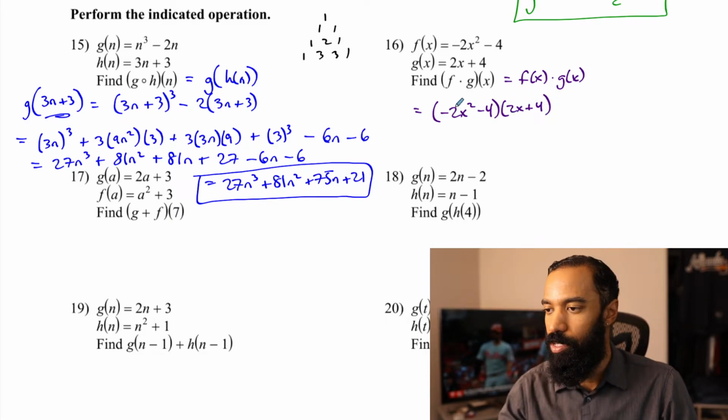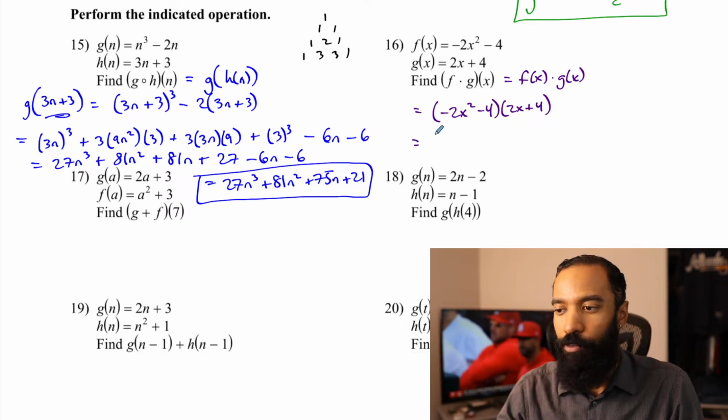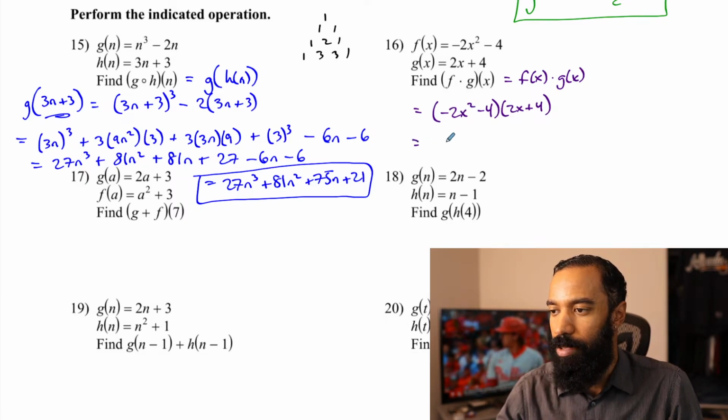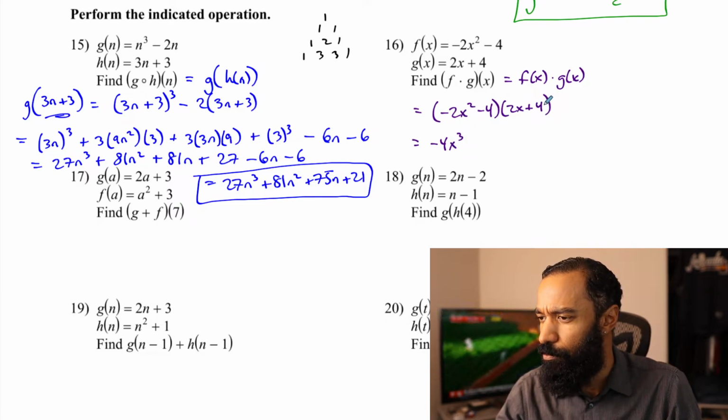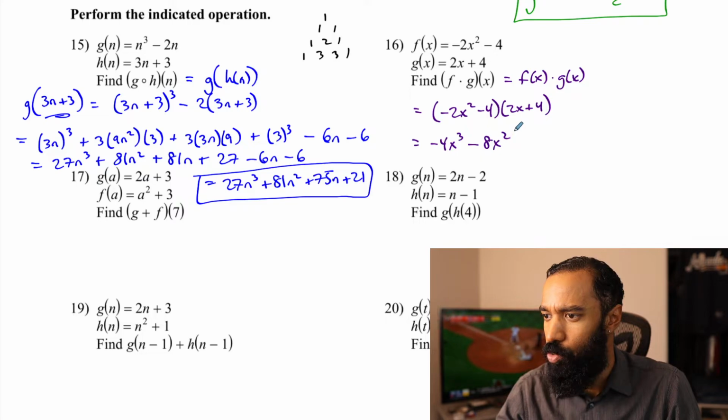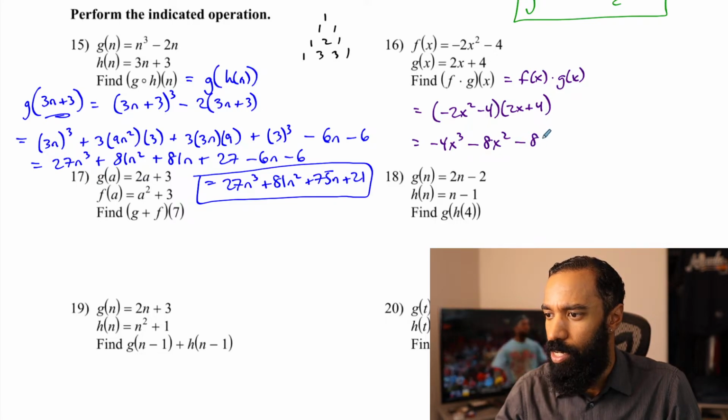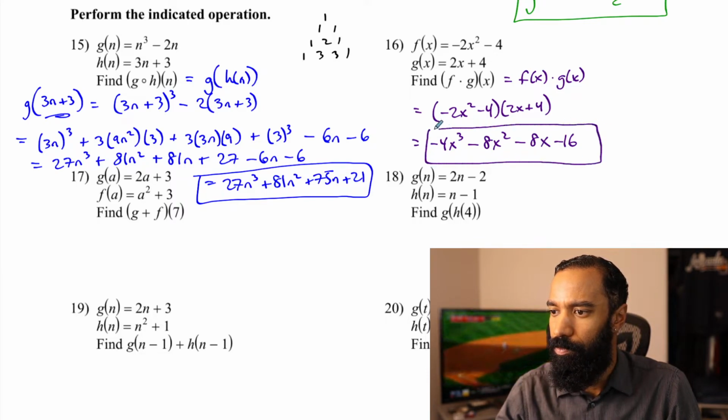Not a difference of 2 squares at all. Foil this thing out. Negative 2x squared times 2x is negative 4x cubed. Negative 2x squared times 4 is negative 8x squared. Negative 4 times 2x is negative 8x, and negative 4 times 4 is negative 16. And I guess that's it. No like terms to combine, and you're all good.